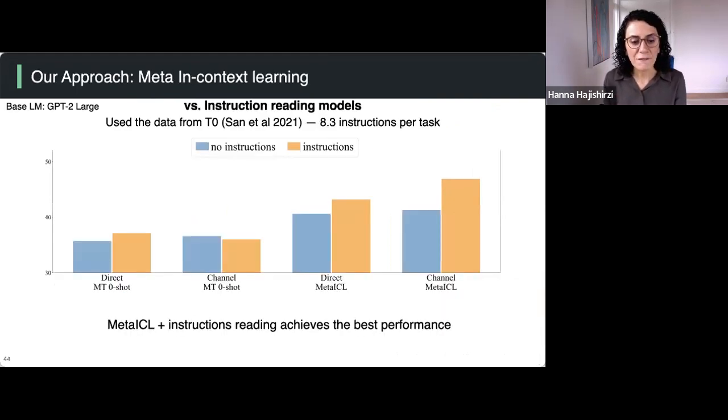Finally, if we also add instructions to describe the task, we see more improvements. The orange line or the orange bars are the models where they also see instructions. In summary, you have to choose one, instructions or the K-shot data, and we basically show that the combination is actually the best.